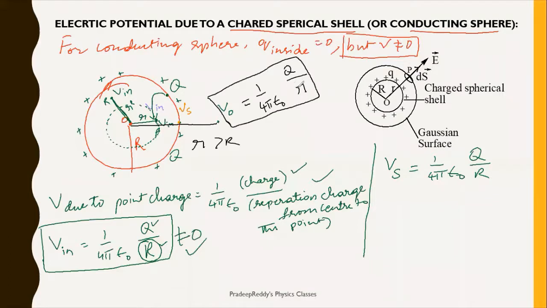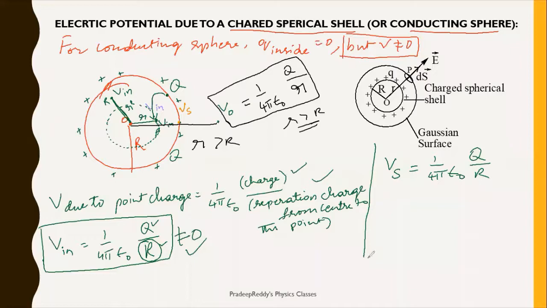And remember, outside you should not take capital R as the radius. It should be small r, r greater than capital R. This is valid only for the points outside. Okay. So this is about electric potential inside the conducting material, on the surface, as well as outside the surface.